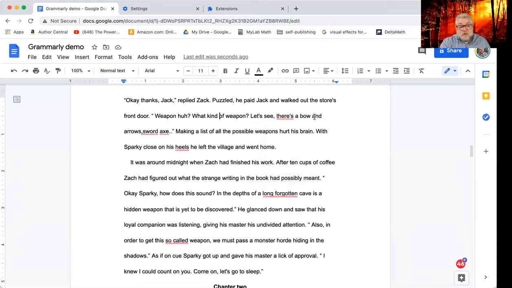There's a bow. Notice how there's multiple things here. So it should be "there are," not "there is." There are a bow, a sword. I bet we need a space.